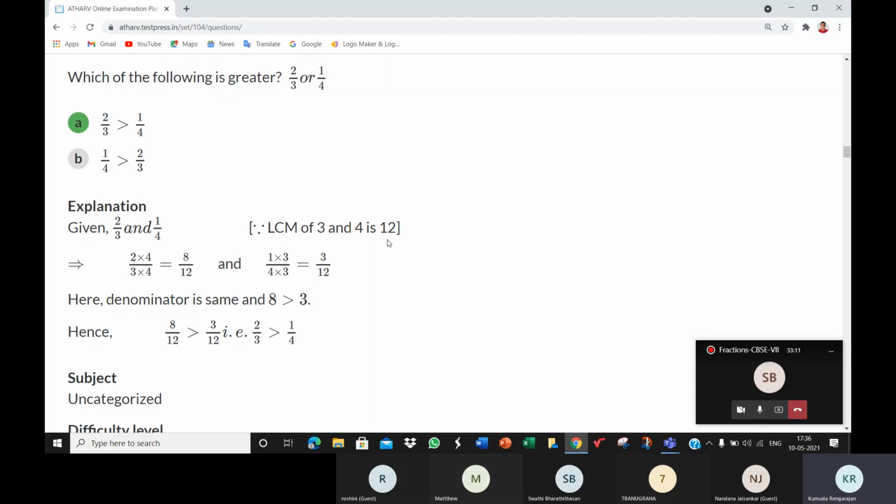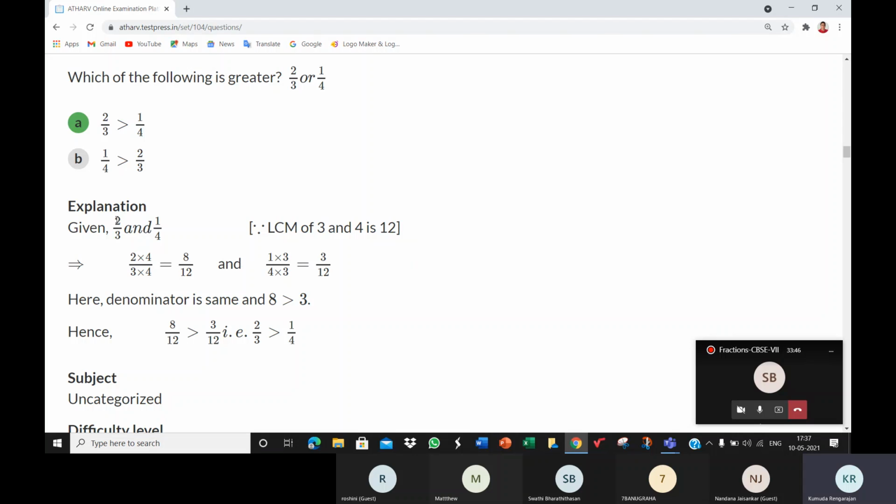So find the LCM and see 2 by 3. You should bring it to the denominator 12. How will 3 become 12? You should multiply by 4. Do the same thing in the numerator. So 8 by 12 is a fraction equivalent to 2 by 3. Now 1 by 4. You must bring 1 by 4 to the denominator 12. How? 4 into 3. Do the same thing in the numerator. So 3 by 12.